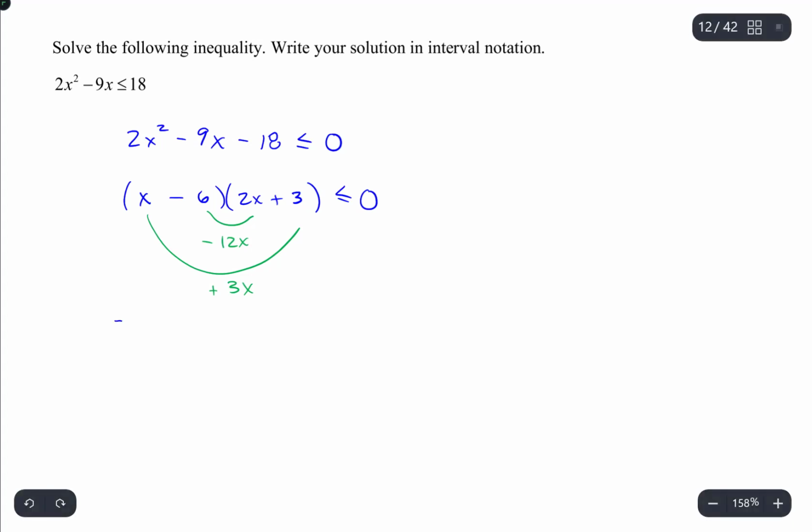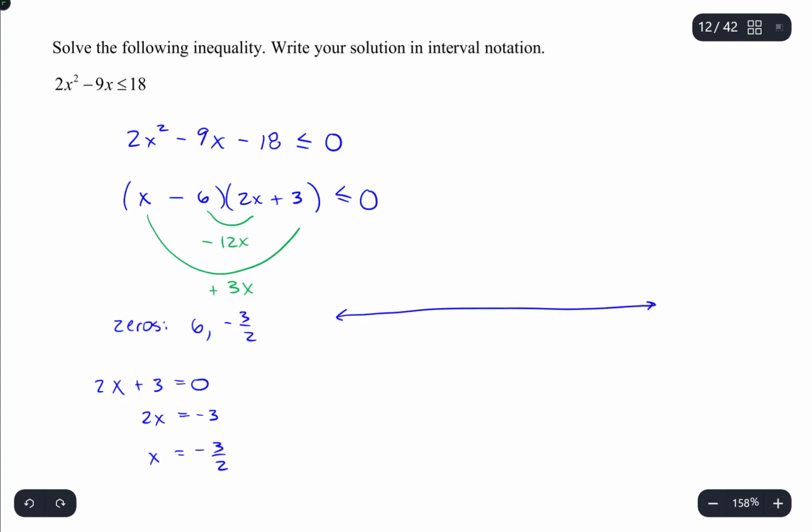Now, the zeros of this, I could set each factor equal to 0 and solve. x minus 6 equals 0 gives positive 6, and then if I take 2x plus 3 and set that equal to 0, 2x equals negative 3, or x equals negative 3 halves. All right, now let's put these on a number line. Negative 3 halves goes right here, and 6 right there.